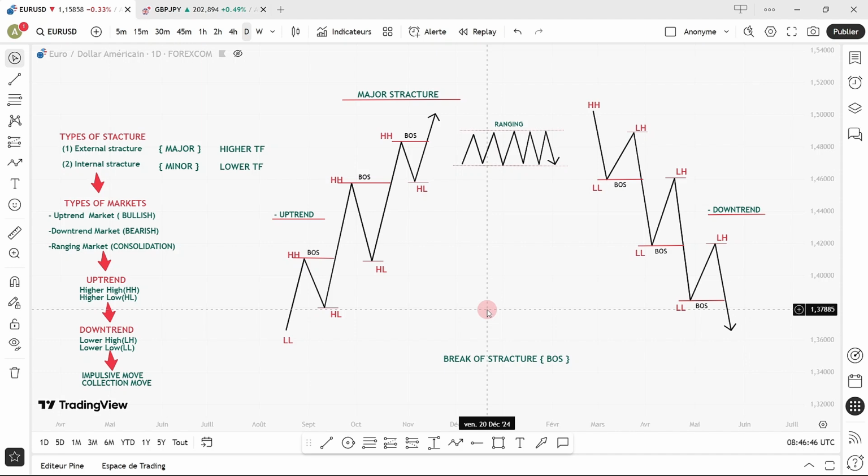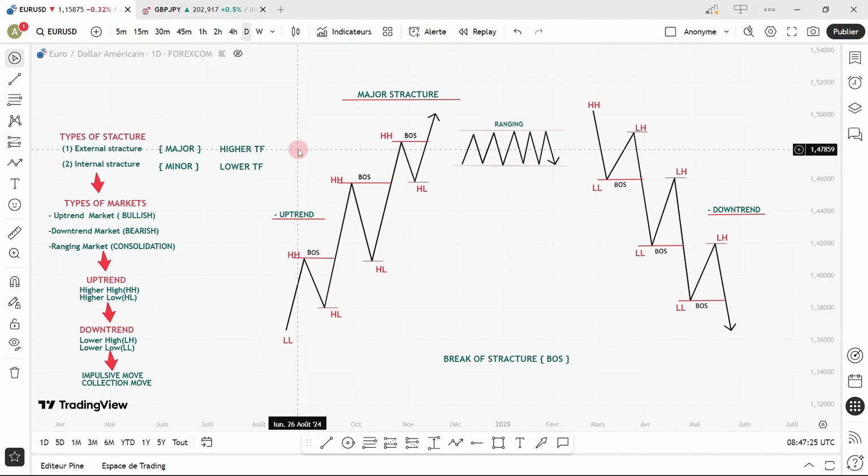There are two types of structure. There's external structure, which is the major structure, and it is usually found on higher time frames like the daily and 4 hour time frame. That's where we can spot a major or external structure. This structure is also called the overall direction of the market. Just think of it as a GPS giving you directions, and you're just seated in your car as a driver following the directions. So that's what the major structure is for.